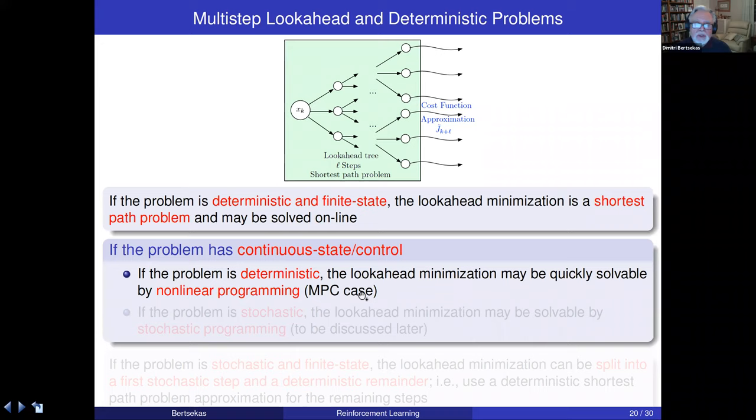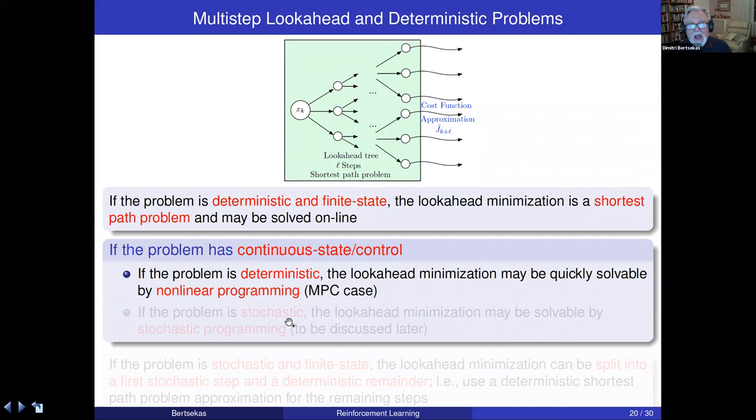In MPC, typically, the states and the controls are continuous, but nonlinear programming algorithms are used to solve the look-ahead problem, including quadratic programming, for example, or other nonlinear programming algorithms. So that's the case where you have a deterministic problem, but continuous spaces.